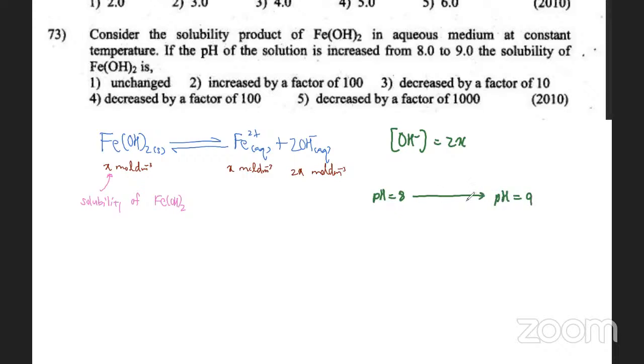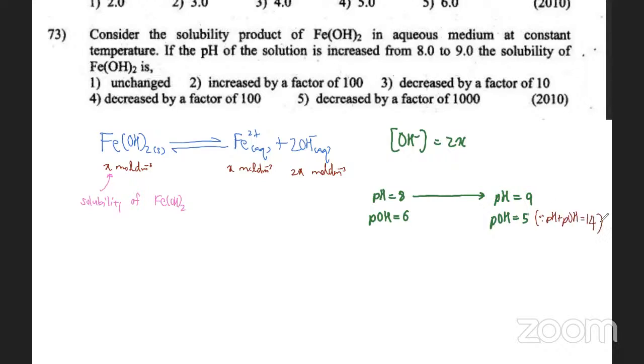If pH is 8, pOH is 4, correct? No, not 4, 6. And if pH is 9, pOH is 5. Okay, why is that? Because we know the relationship between pH and pOH: pH plus pOH at 25 degrees Celsius is 14, pKw.